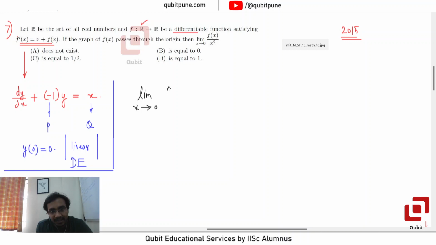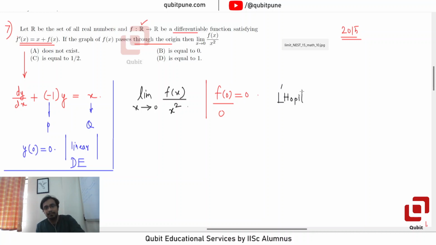Okay, look, do you think that L'Hospital is applicable here? It is. Why? Because denominator is 0, numerator is f of 0, the graph passes through origin, so this must be 0. So let's apply the rule. What will we get on application of L'Hospital's rule? Denominator 2x, numerator f dash of x. Now what to do, because we don't know f of x, but we have that expression for f dash of x, which is x plus f of x.